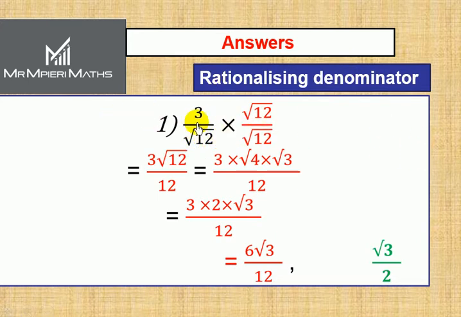You do the same thing here. Root 12 times root 12 gives you 12. 3 times root 12 gives you 3 root 12. But then root 12 here, you can split into a perfect square root and another, so root 12 as root 4 times root 3. Again, root 4 is 2. So that becomes 3 times 2 times root 3 over 12. So that gives you 6 root 3 over 12. However, 6 can go into 12 twice. So we have root 3 over 2. It's your final answer.